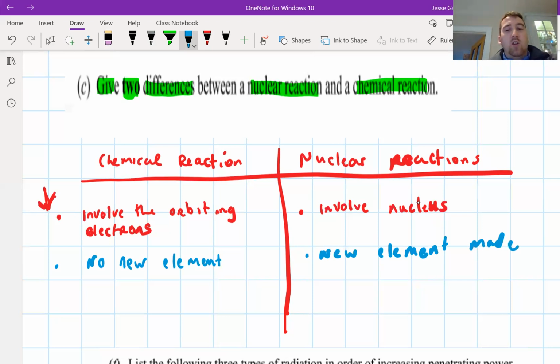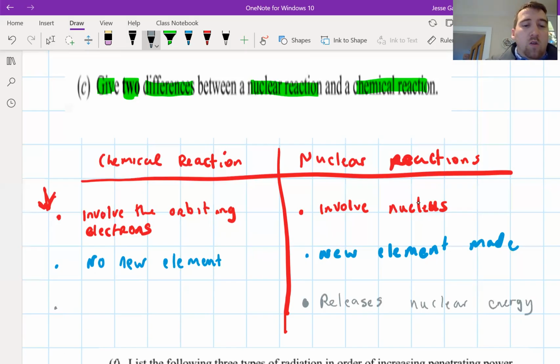Which one of them releases nuclear energy? Pause the video and include that now. All right, so obviously the nuclear reactions involve the release of nuclear energy. So releases nuclear energy, whereas this one, no nuclear energy.